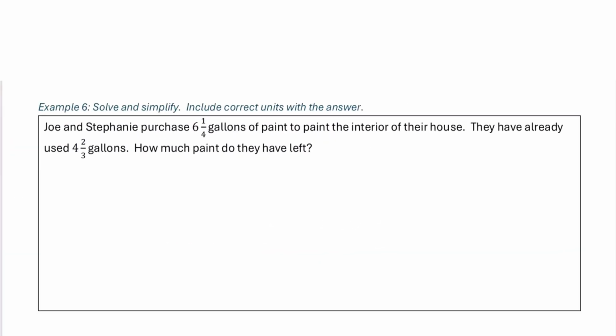Joe and Stephanie purchased 6 1/4 gallons of paint to paint the interior of their house. They have already used 4 2/3 gallons. How much paint do they have left? So we have 6 1/4 total. They've used 4 2/3, so let's subtract here. In order to do the subtraction, we need a common denominator. So we'll rewrite this using an LCD.